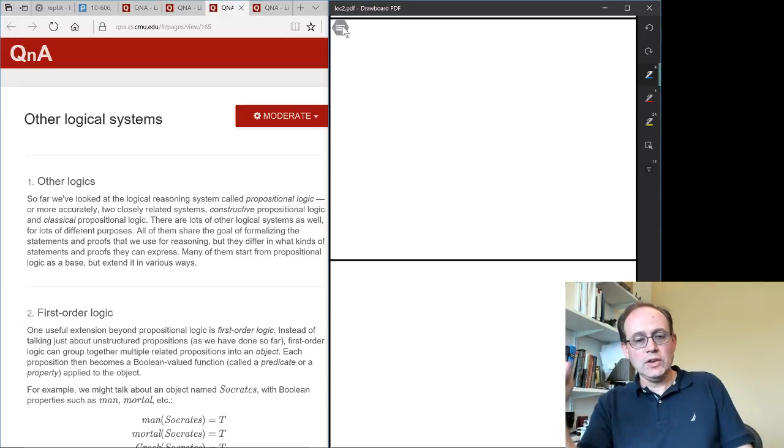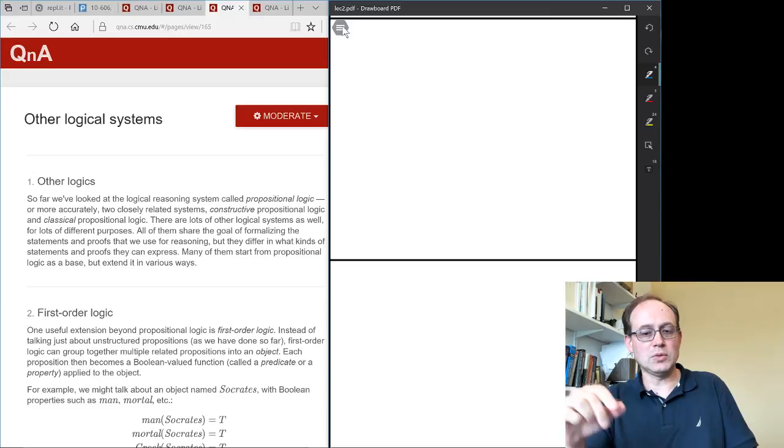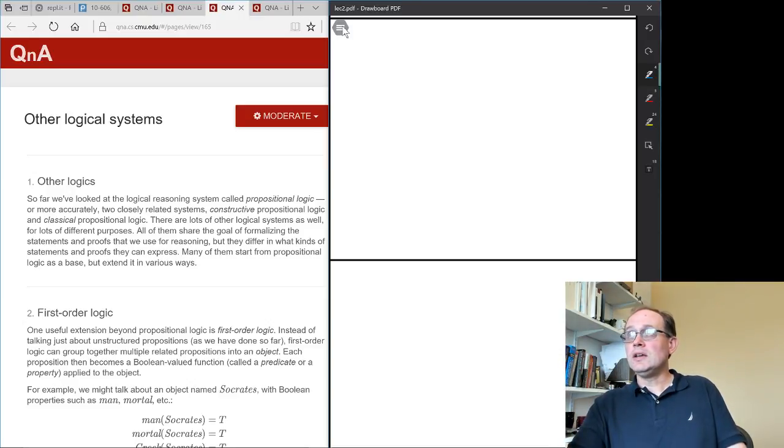All right, so far we've looked at a logical system called propositional logic, or more precisely, we've looked at constructive and classical propositional logic. And there's a ton of other logical systems as well. And so, propositional logic is a good example because it's a fairly simple system. It's one that's familiar to a lot of people, and it's the basis for a lot of more complicated systems. But I wanted to give you a sense of at least a couple of other important logical systems.